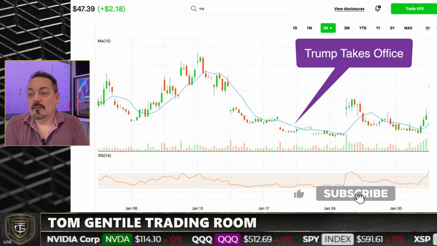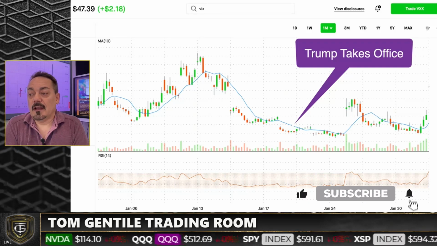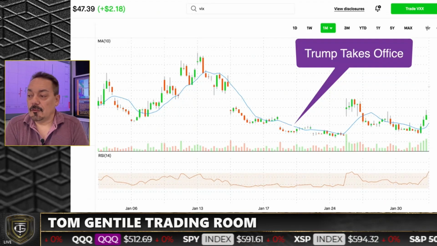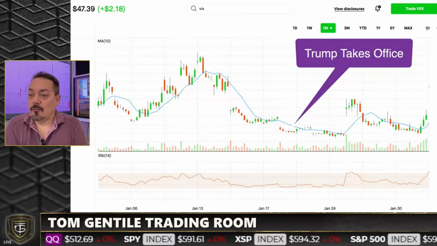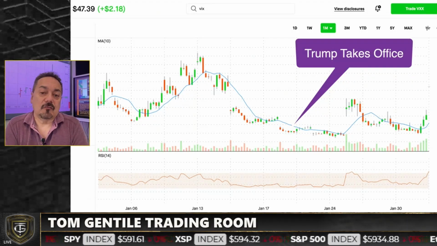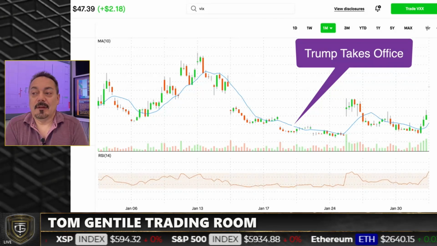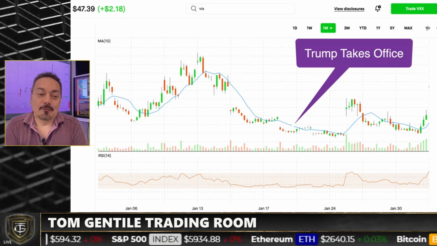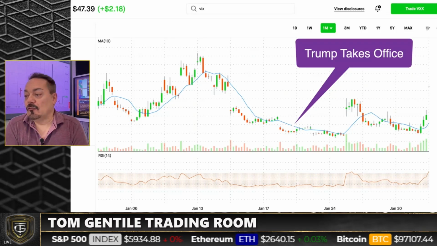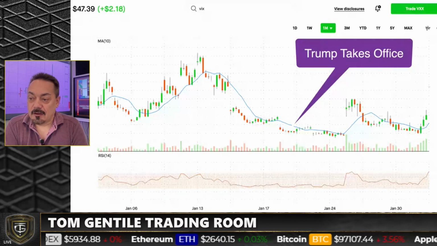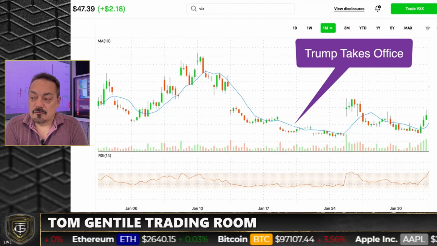The chart you see here to my right is the VIX. When Trump took office, this was down substantially. This is actually the VIX futures. This is not VIX. I typed in VIX, but I got VXX. Pulled this from Robinhood. And so what it shows is when Trump took office, we were down here near lows for the month of January.